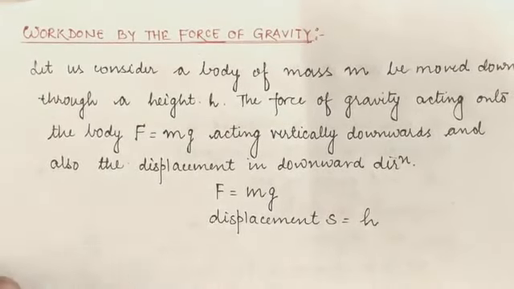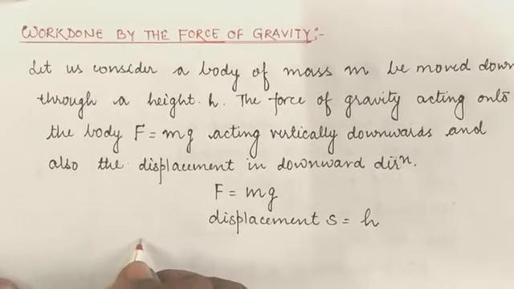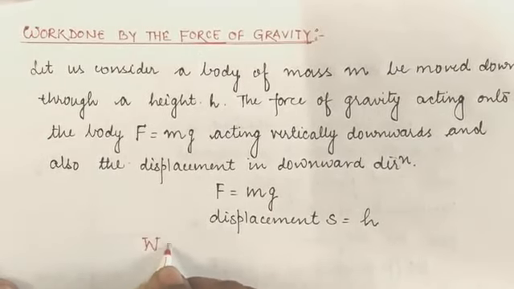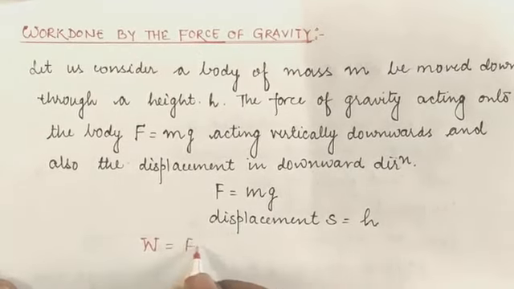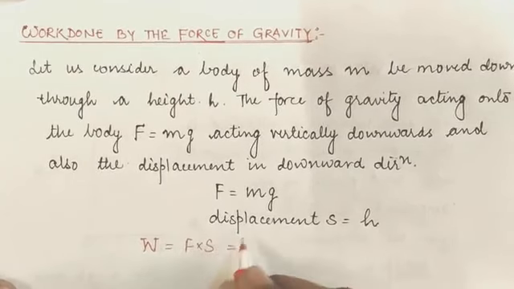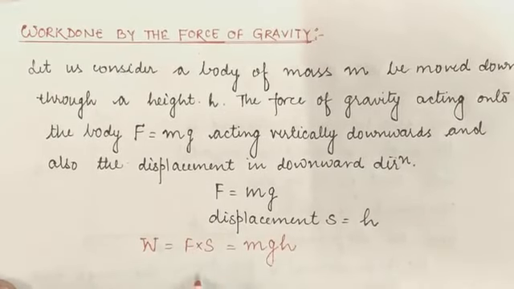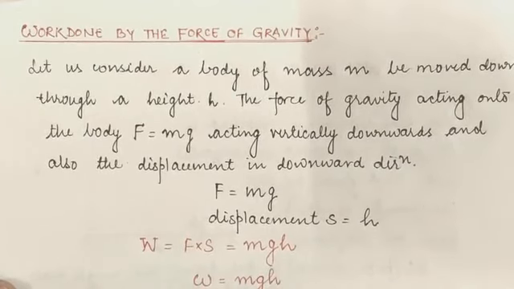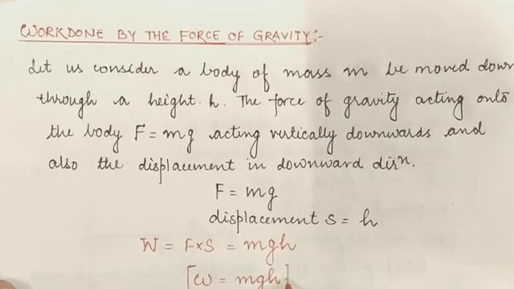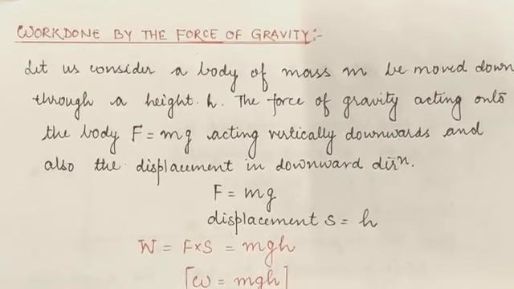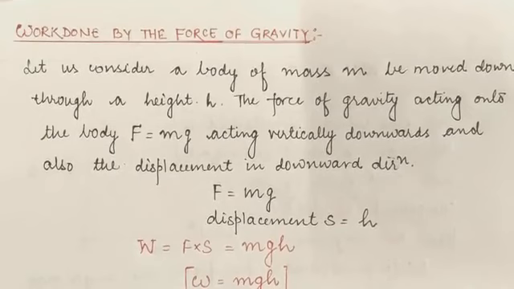So in order to calculate the amount of work done by the force of gravity, we can write that the work done will be equal to the product of force and displacement, and here the force is m into g and the displacement is h. So in this condition we can write that the work done by the force of gravity can be given by the expression mgh. Okay children, so this is the amount of work done by the force of gravity on the body.